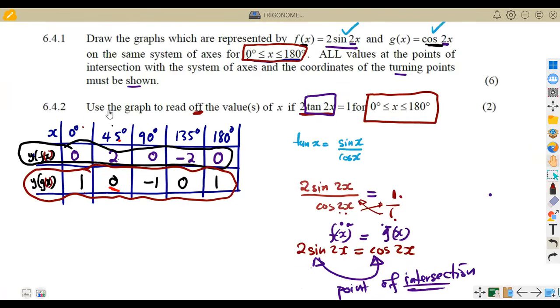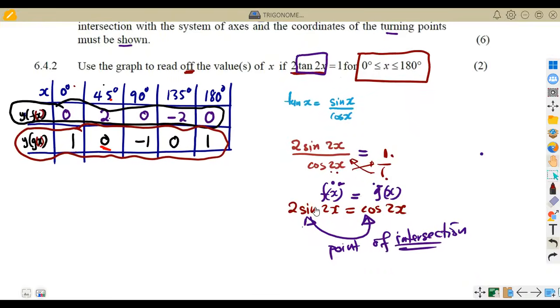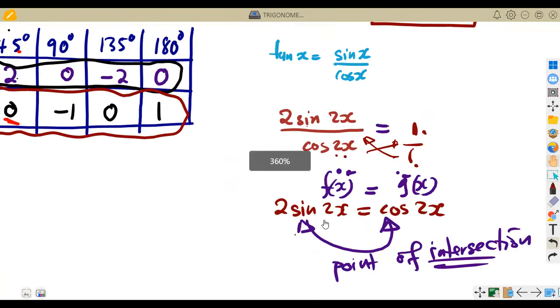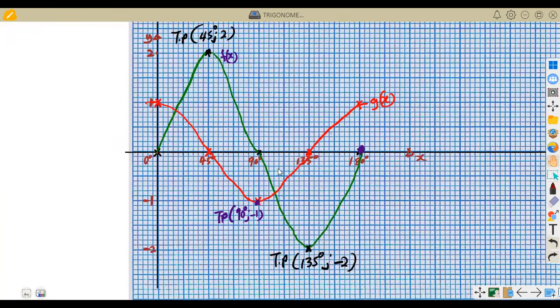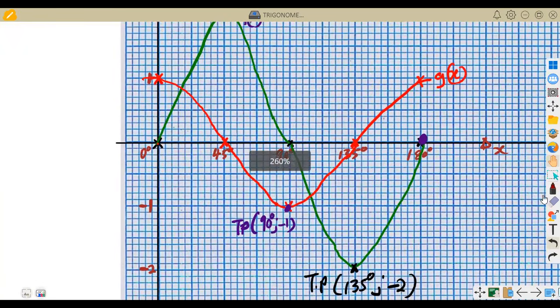We are told to use the graph. So we need our graph in this case, all right? Where f of x is equal to g of x. So let us check the point of intersection. So this is where the graphs are intersecting here. So your graphs, they are intersecting at this point. You check the value of x that is corresponding there. Also, they are intersecting at this point. You check the value of x that is corresponding there.